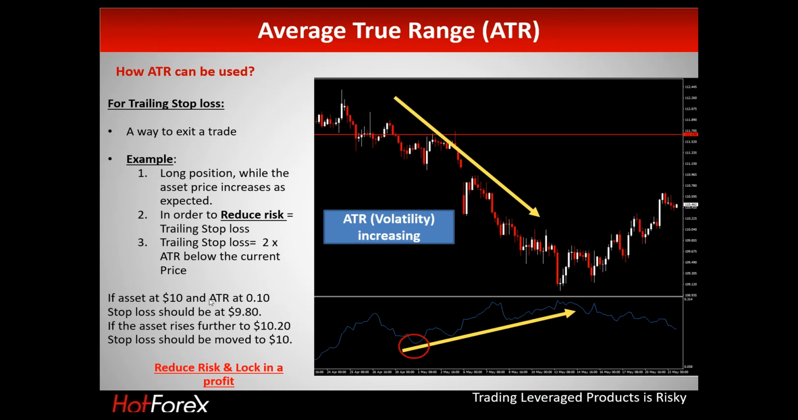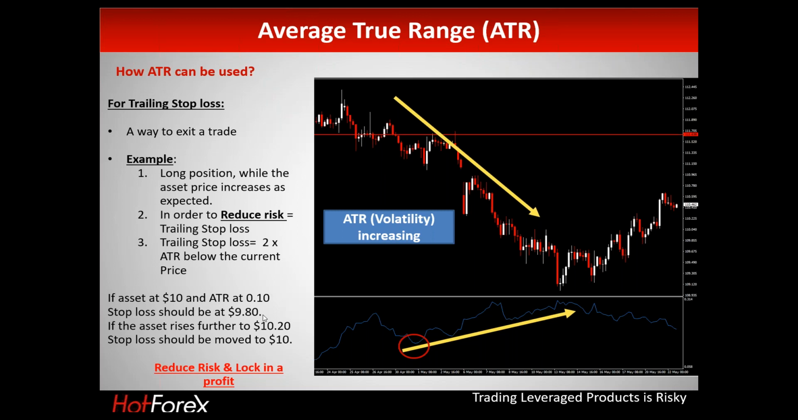Are you okay so far? Why have we set our stop loss at 9.80? Anyone? No? Yes? Come on. This is not actually a trailing stop loss webinar, but an average true range one, but why not cover that as well? Did you understand why I have set my stop loss at 9.80? It's 2 times the ATR value.